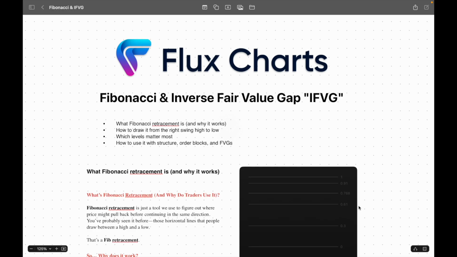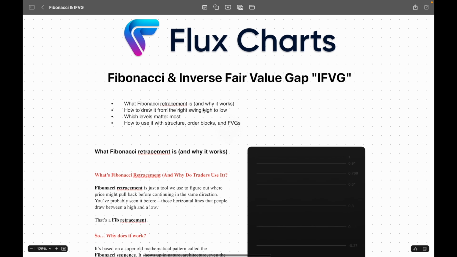Alright, so the first thing we are going to look at is Fibonacci and inverse fair value gap. We're going to look at what Fibonacci retracement is, why it works, how to draw it from the right swing high to low, which levels matter most, and how you can use it in confluence with structure, order blocks, etc. In this video, we are going to use the inverse fair value gap.